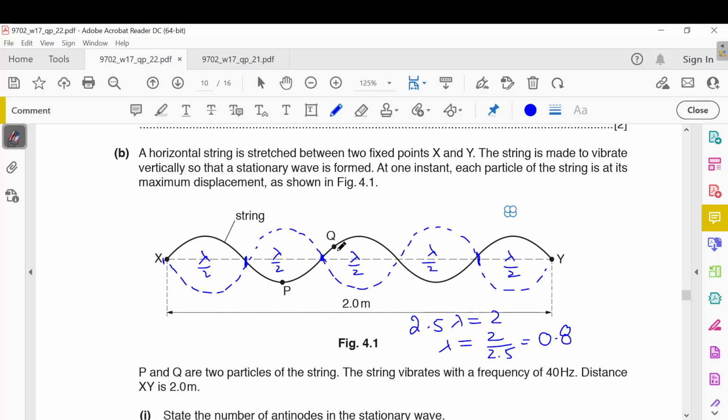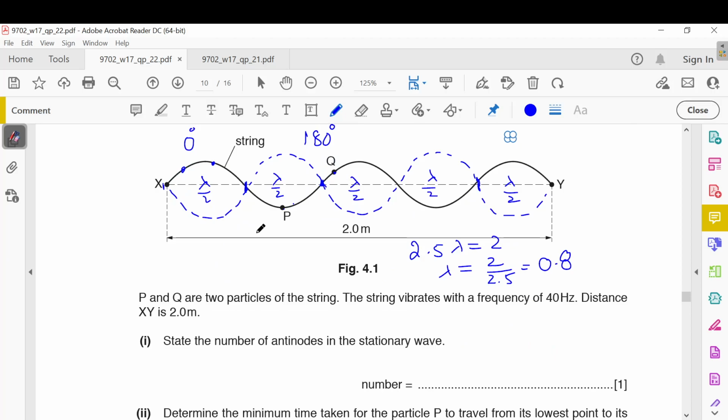Now there is one interesting thing appearing here between P and Q. They are in two adjacent loops. In a stationary wave, if the particles lie between two adjacent loops, their phase difference is always 180 degrees. If they lie within the same loop, then their phase difference will be 0 degrees. So these are the only two conditions of phase difference in stationary waves.